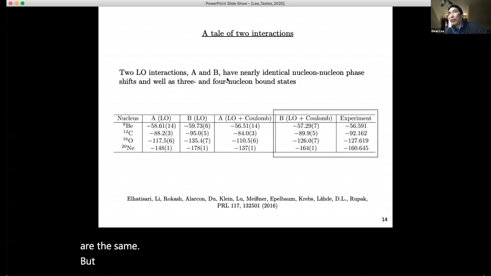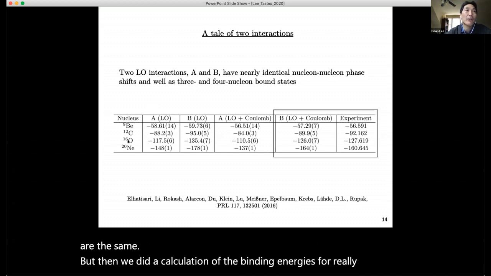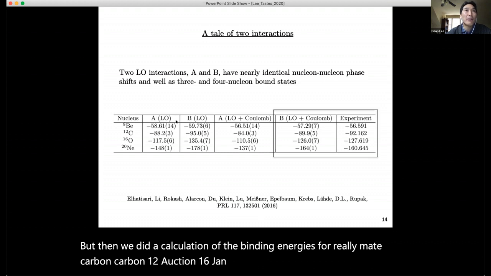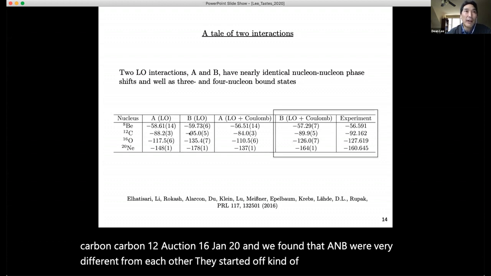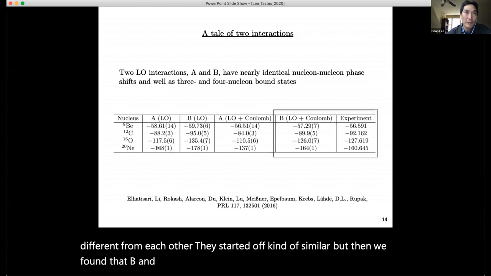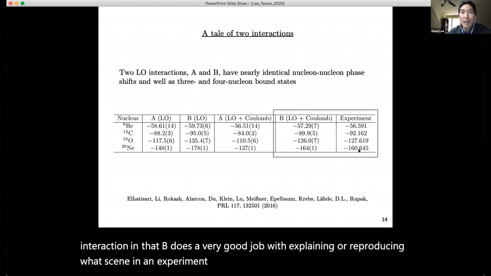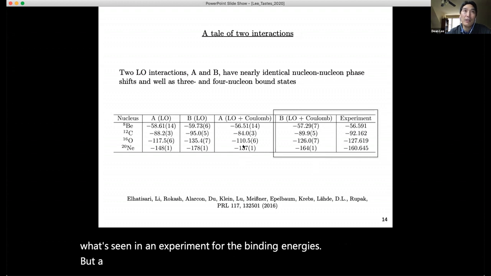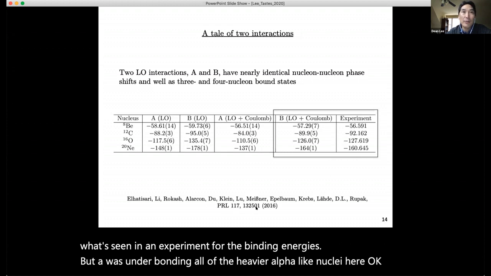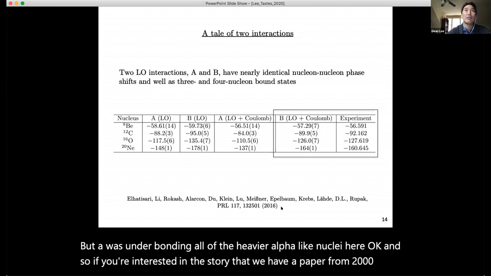But then we did a calculation of the binding energies for beryllium-8, carbon-12, oxygen-16, neon-20. And we found that A and B were very different from each other. They started off kind of similar, but then we found that B and A were different. In particular, when we add the Coulomb interaction in, B does a pretty good job of reproducing what's seen in experiment for the binding energies. But A was underbinding all of the heavier alpha-like nuclei here. If you're interested in this story, we have a paper from 2016 describing exactly this.